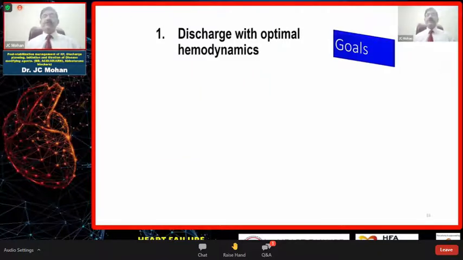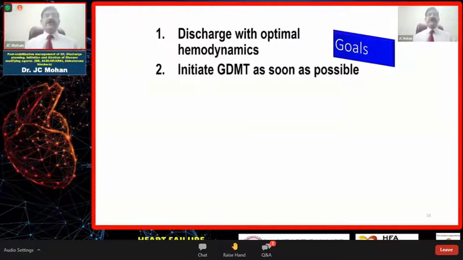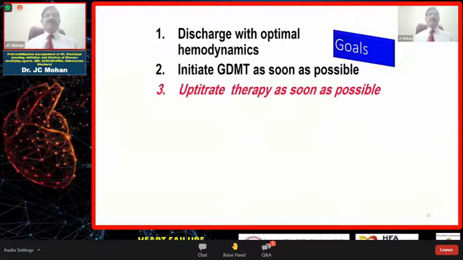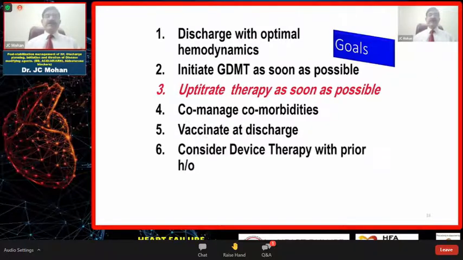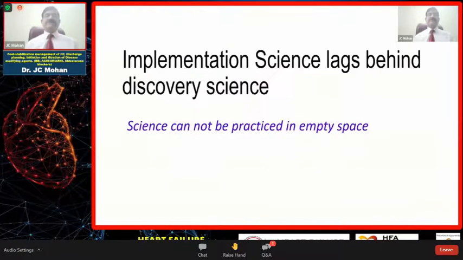Our goals are discharge with optimal hemodynamics, as I discussed, initiate guideline-directed medical therapy as soon as possible, up-titrate therapy as soon as possible, within 4 weeks if possible, if not within 8 to 10 weeks, co-manage comorbidities like diabetes, hypertension, renal dysfunction, anemia, vaccinate at discharge, and consider device therapy with the previous history of HFrEF.